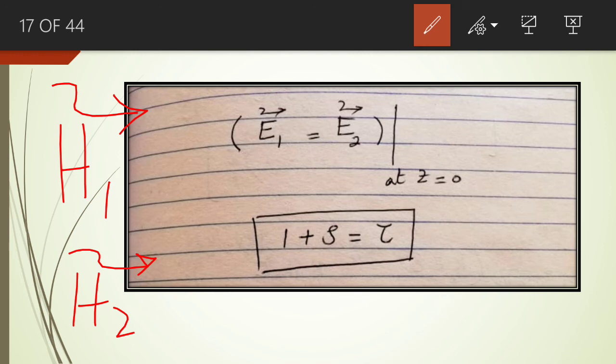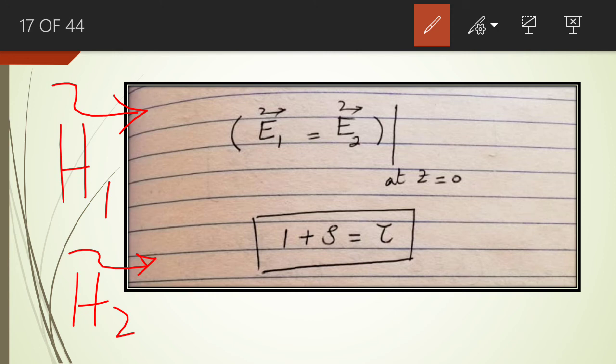And we know that H1 travels from medium number 1 to H2, and the tangential component of H1 in medium number 1 will be equal to the tangential component of H2. Why? Because this is the boundary condition, and the boundary condition states that whenever a wave travels from one medium to another medium, the normal component of the wave changes, but the tangential component of the wave does not change. So we will compare the tangential component of H1 to H2, because the tangential component of H1 will be equal to the tangential component of H2.